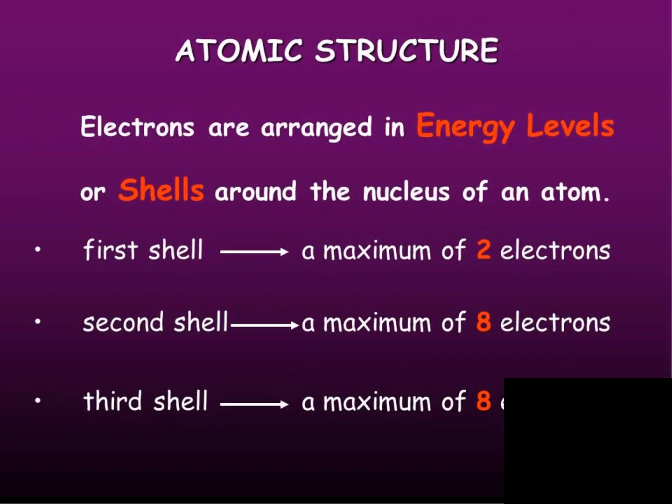Electrons are arranged in energy levels or shells around the nucleus of an atom. The first shell has 2 electrons, the second shell has 8 electrons, the third one also has 8 electrons, which is the maximum capacity. We call this SPDF. In s orbital we take 2, in p orbital 6, then 10 and 14.